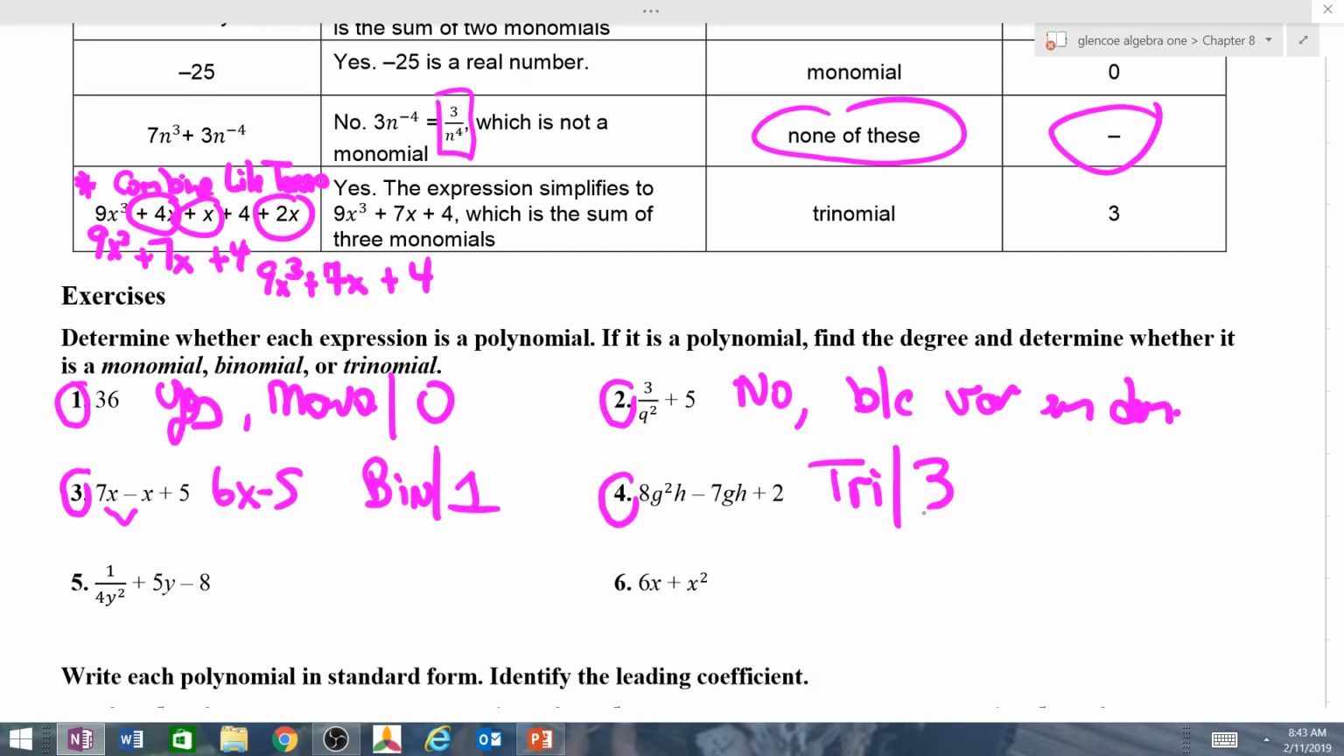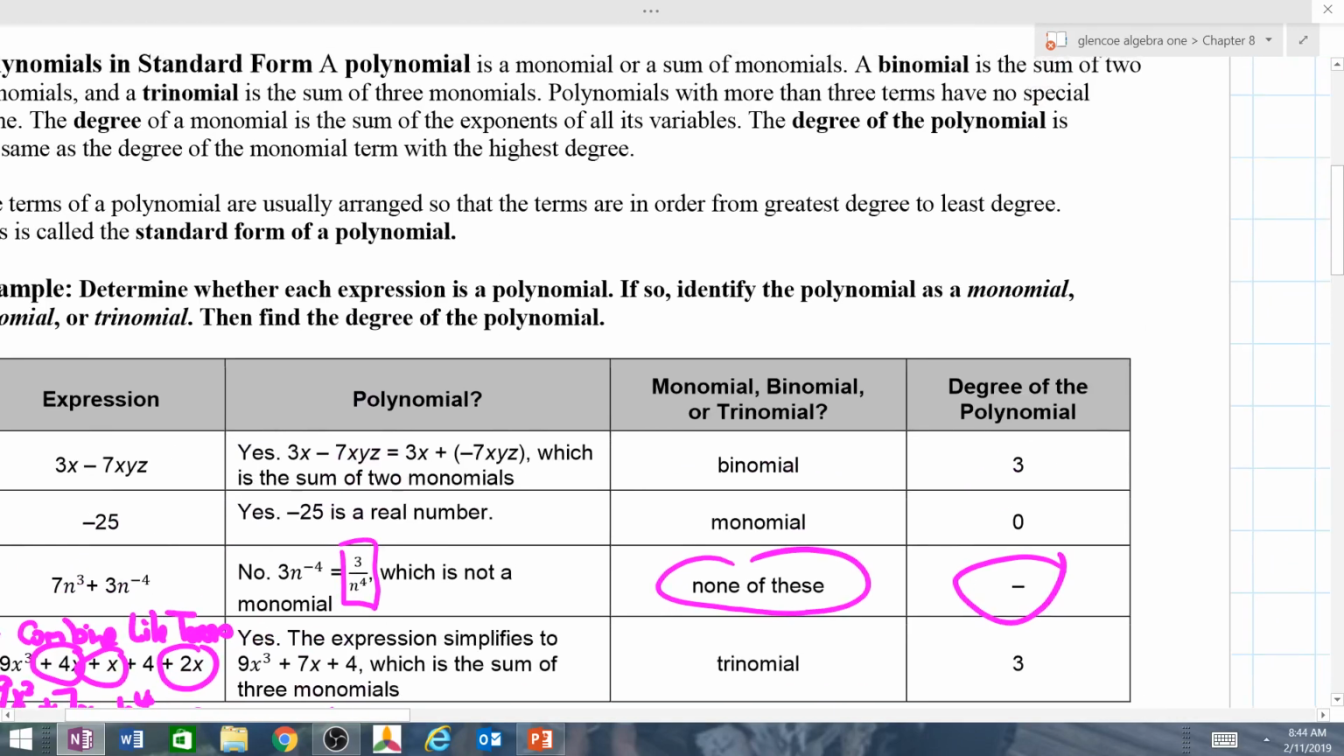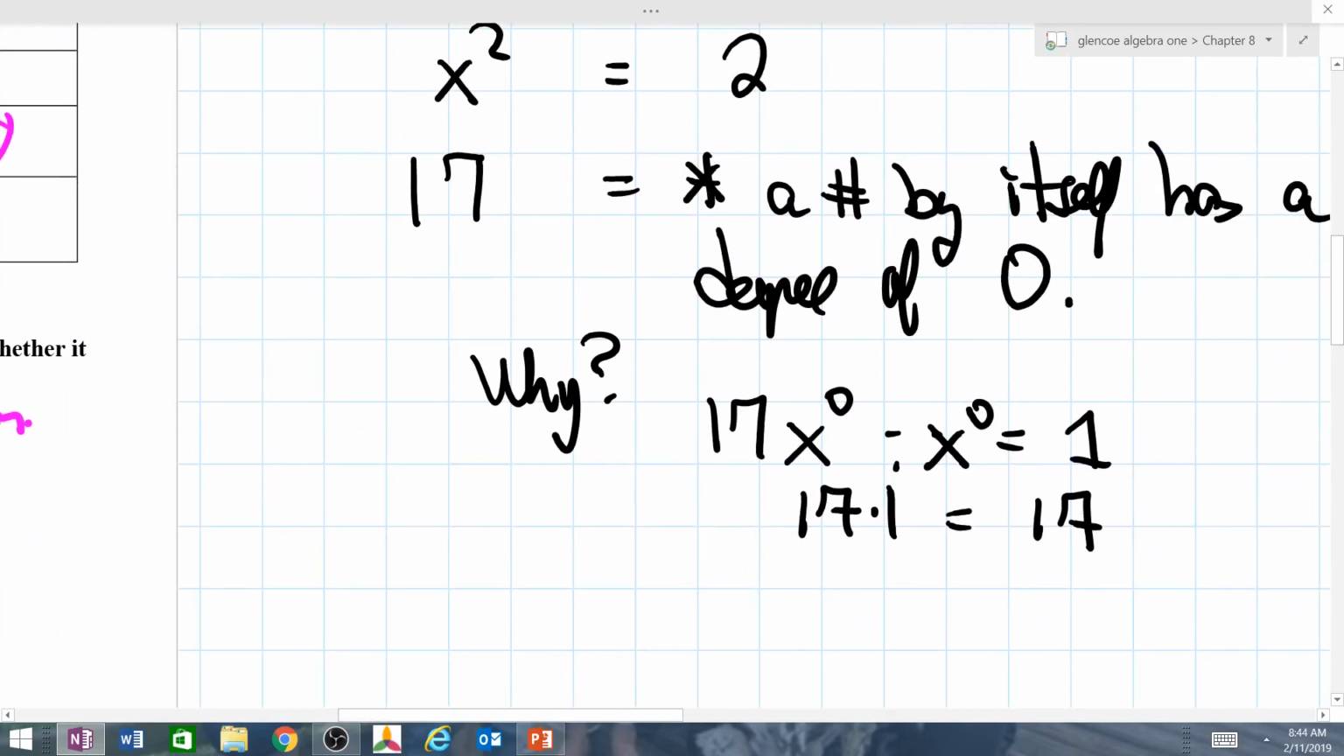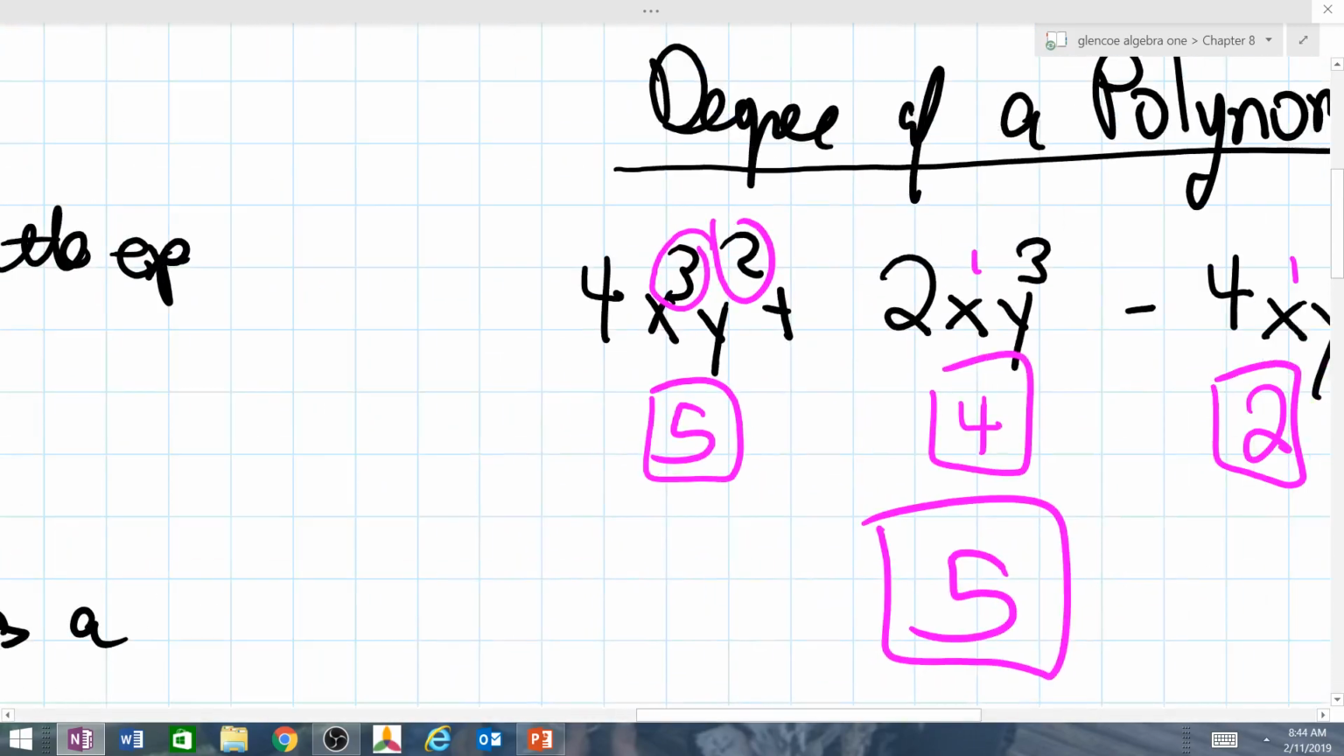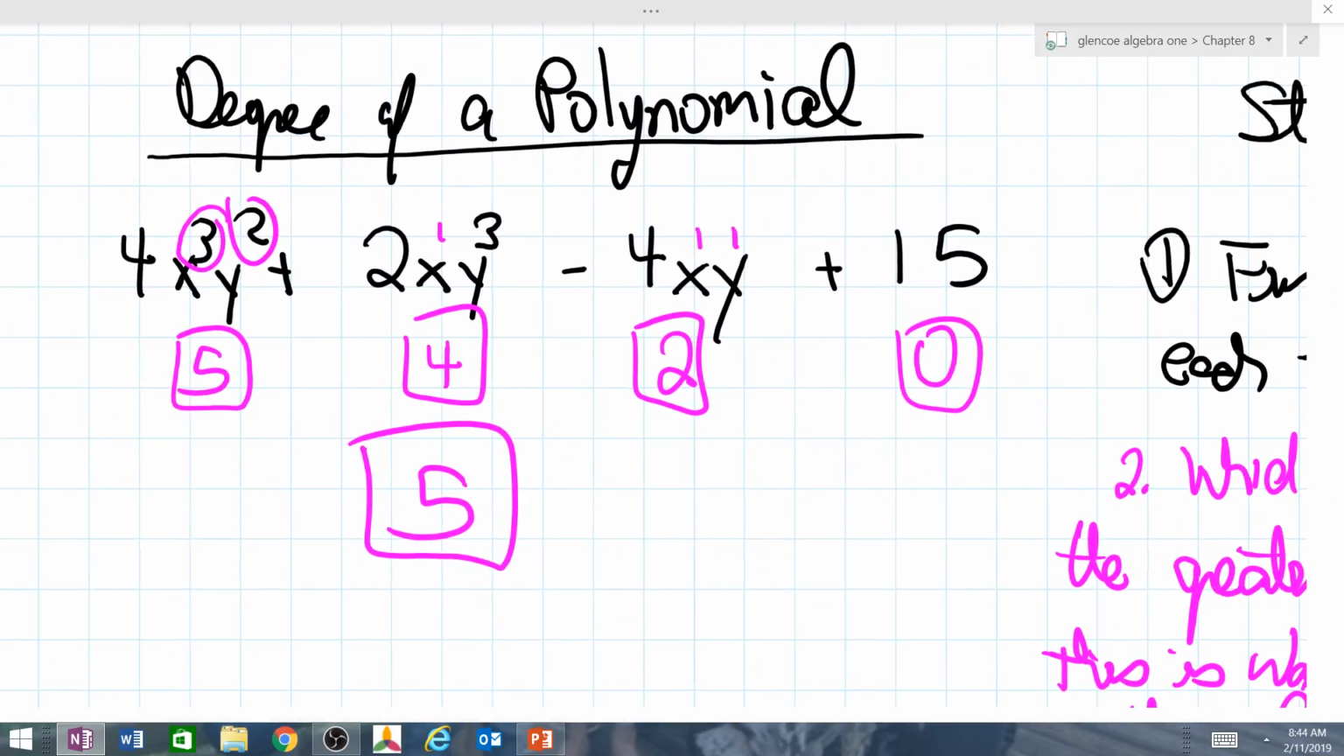Does anybody have a question on how to determine if something is a monomial, binomial, or trinomial, and how to determine the degree of a term, pardon me, or the overall degree of a polynomial? To find the degree of the overall polynomial, one more time. To find the degree of a polynomial, you find the degree of each term. Whichever number is greatest becomes the degree of the whole polynomial. So in this example, the degree of the first term was 3 plus 2 or 5. The degree of the second term was 1 plus 3 or 4. The third term had a degree of 2. And the fourth term had a degree of 0. Now ask yourself which number is bigger, and that becomes the degree of the whole polynomial.